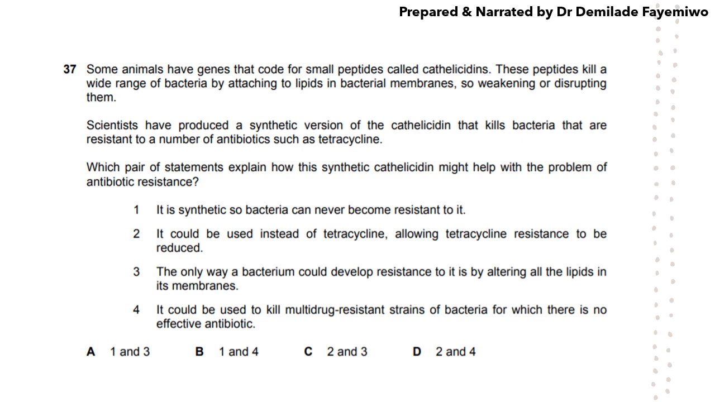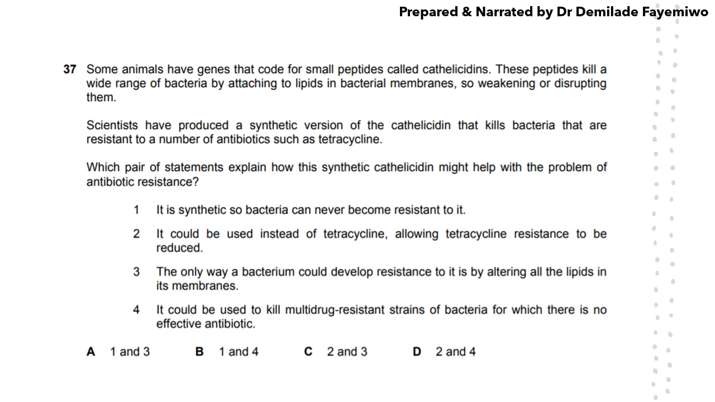So here it says some animals have genes that code for small peptides called cathelicidins. Well, I hope I said that correctly. These peptides kill a wide range of bacteria by attaching to lipids in bacterial membranes and weakening and disrupting them. Scientists have produced a synthetic version of the peptide that kills bacteria that are resistant to a number of antibiotics such as tetracycline. So basically we're using this peptide to kill antibiotic resistant bacteria.